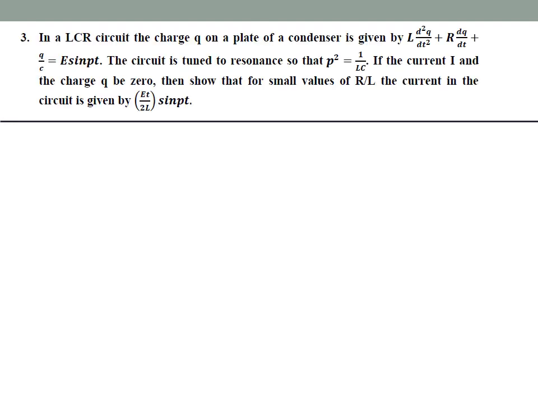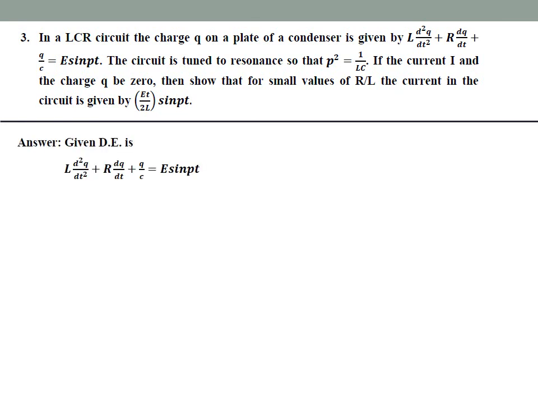Okay, now I'll go for the last problem, which is a bit confusing, but you have to do it. Remember one more thing, in the LCR circuit these three problems are very important. There are only three problems which you have to study properly.